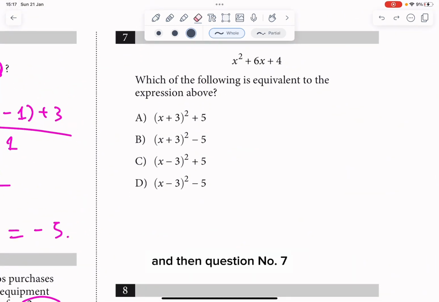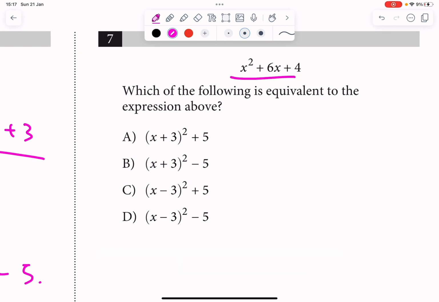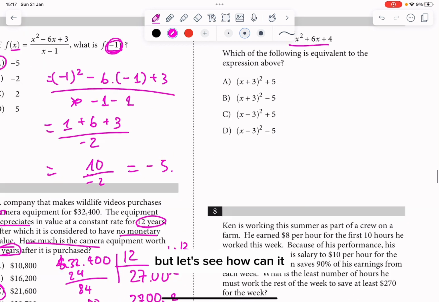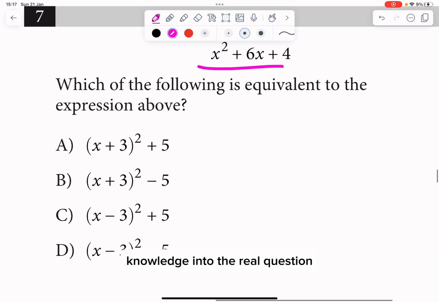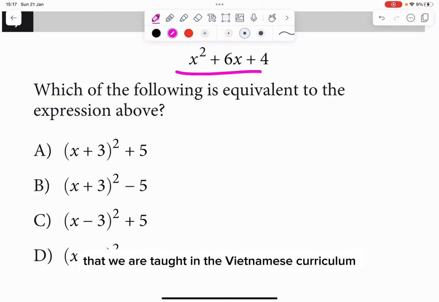And then question number 7, which of the following is equivalent to the expression above? So we are given this expression. Oh, this one is the quadratic function. Okay, it's cool. I've just learned that actually. I've just gone through the quadratic equations. But let's see, how can you apply the theoretical knowledge to the real question? Okay, so actually we have a tip that we are taught in the Vietnamese curriculum by our Vietnamese teacher. So I'm just gonna apply that because I think it's kind of interesting.